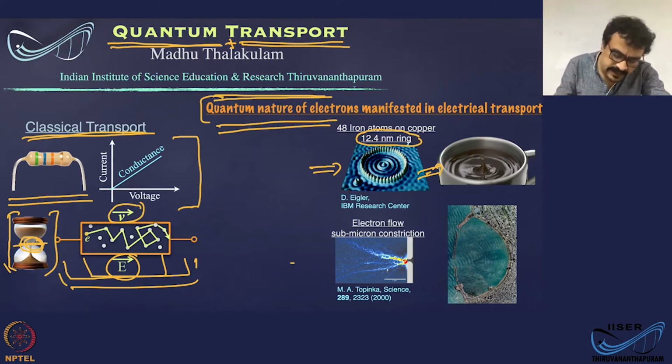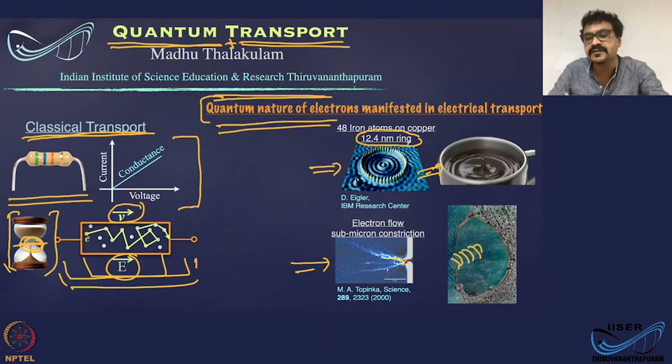Another experiment is the propagation of the electrons through a narrow constriction. This is similar to the propagation of water waves through narrow constriction, which is shown here.